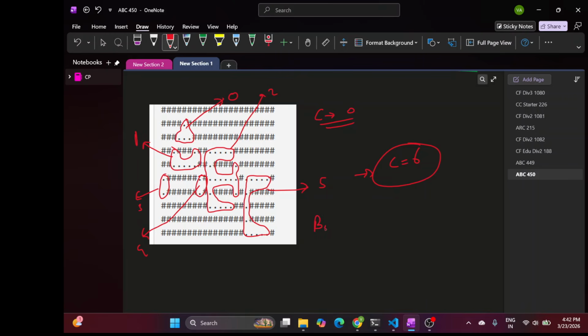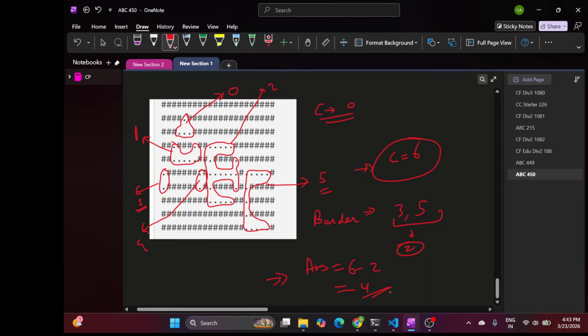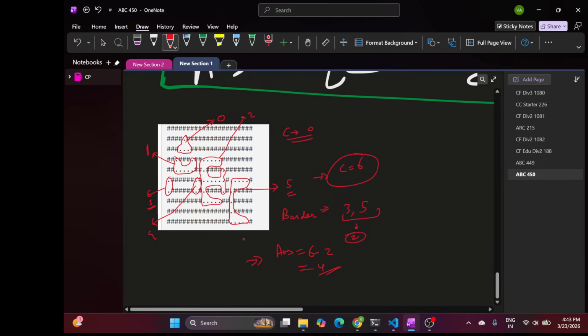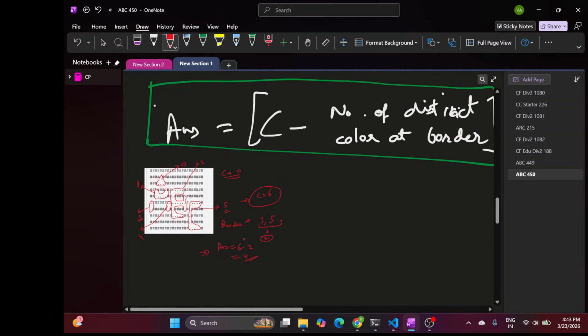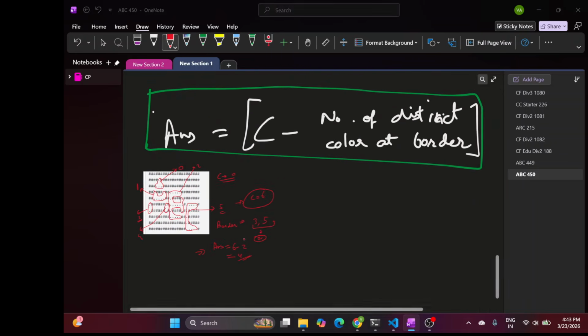And our border values are what? 3 is at the border and 5 is at the border here, right? 3 and 5. So the number of distinct values at the border is 2, right? So our answer is 6 minus 2, and that is 4, right? We can do it like this: first find all the components and then just subtract the number of components that come at the border. So this is basically C.